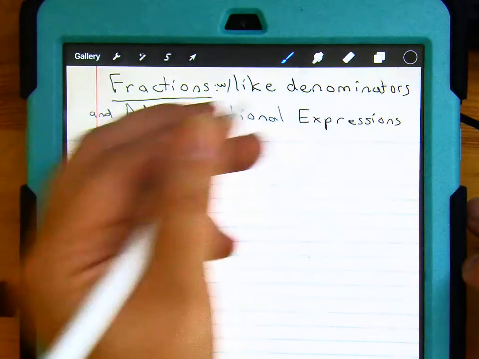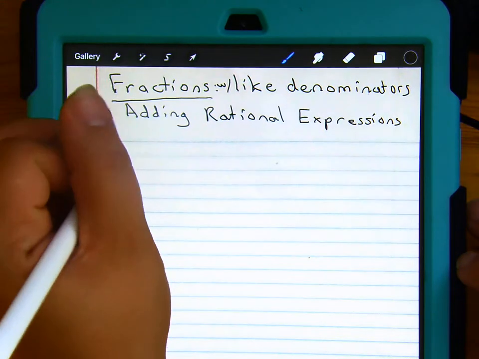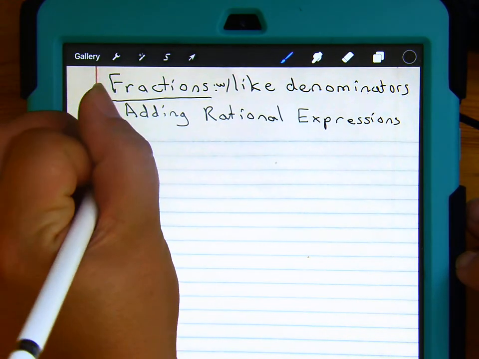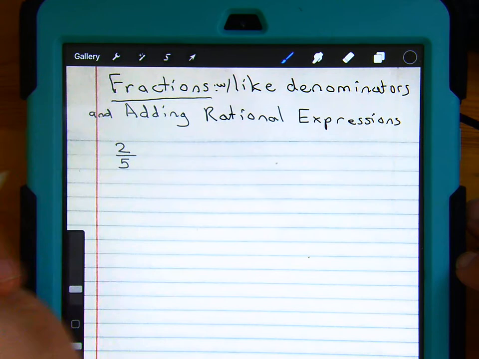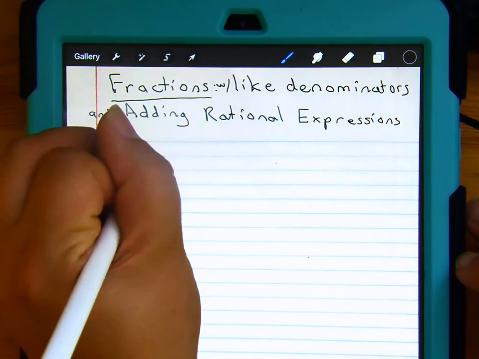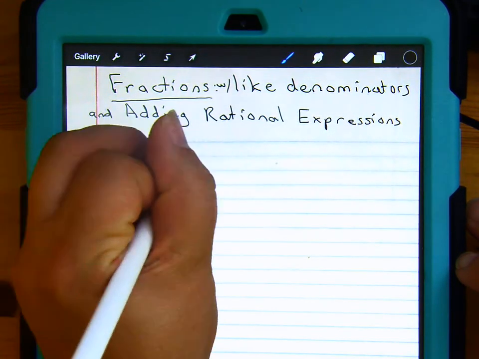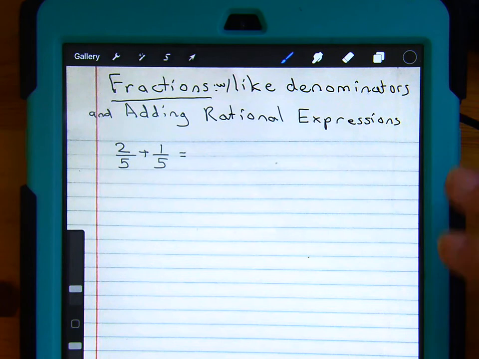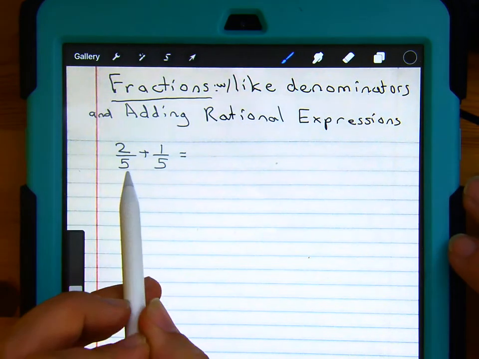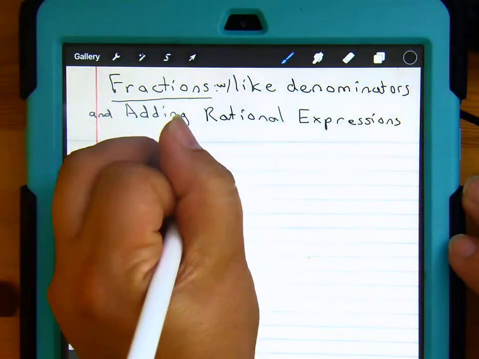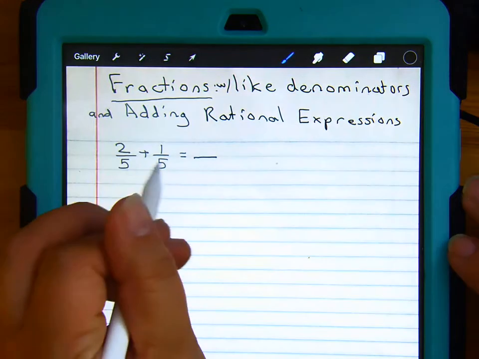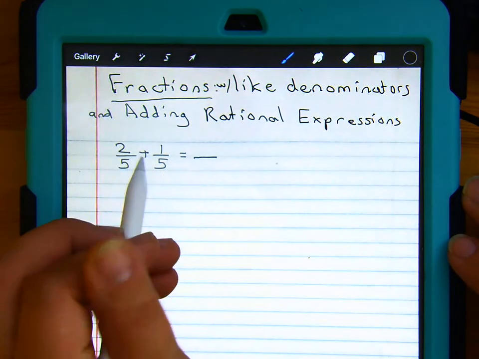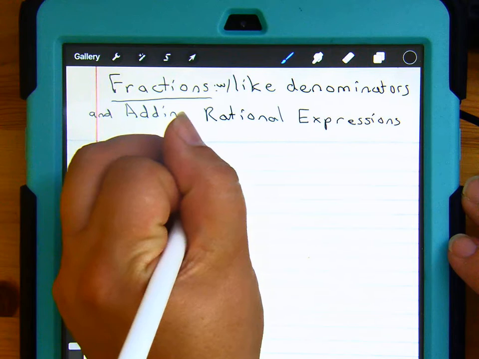So a basic like denominators that we might be used to, something along the lines of like 2/5 plus 1/5. Boom. Basic. If you remember with fractions, we do not change the denominator at all. It's going to stay fifths.